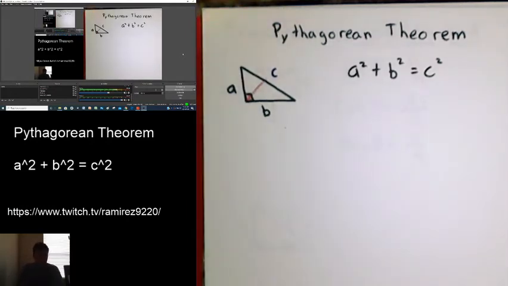Pythagorean Theorem can only be used if it's a right triangle and you already know two sides. If it's not a right triangle, you can't use it. If you only know one side, you can't use it.